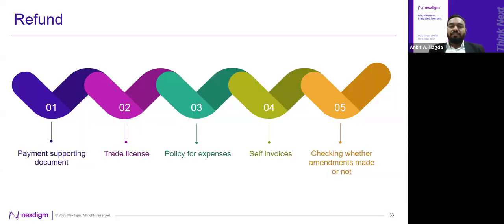Further, at the time of refund processing, in the last probably 6-8 months, we have been seeing that the authorities are asking for payment supporting documents, trade license, policies for medical, mobile, and so on. This is all being done by the authorities to see whether the compliance is being done by the taxpayers or not for the payment, updation, amendments on the portal, and so on.